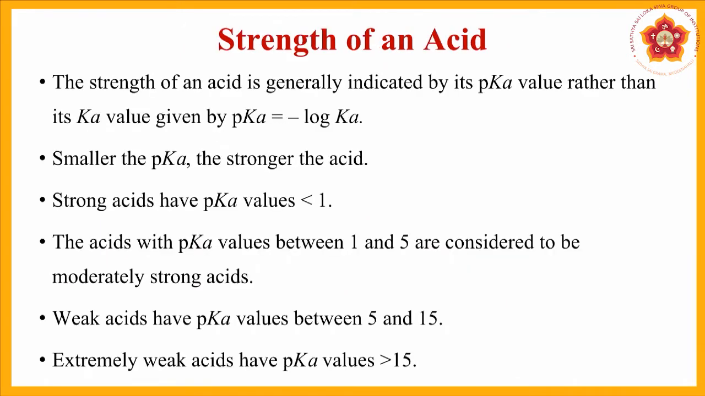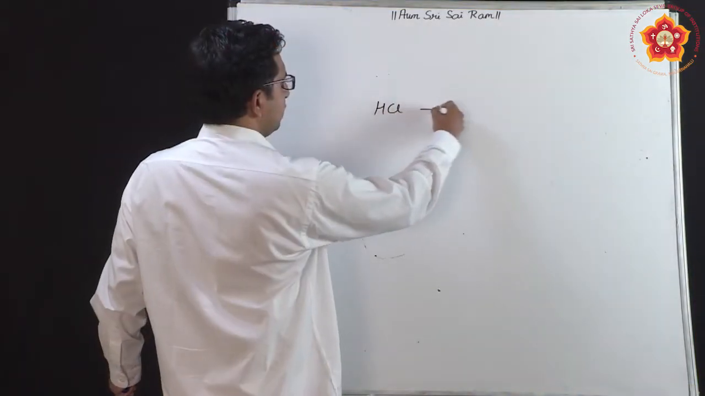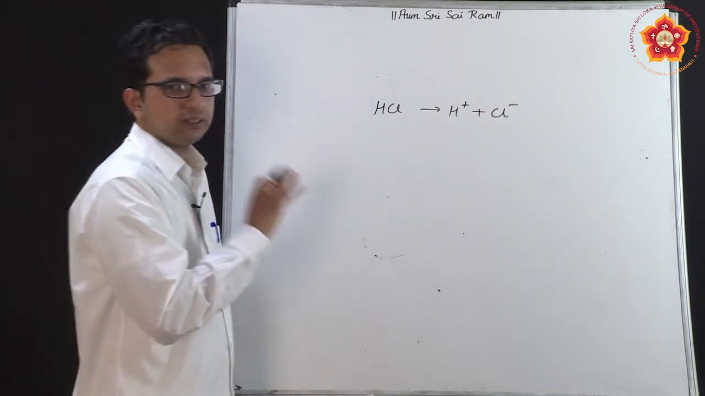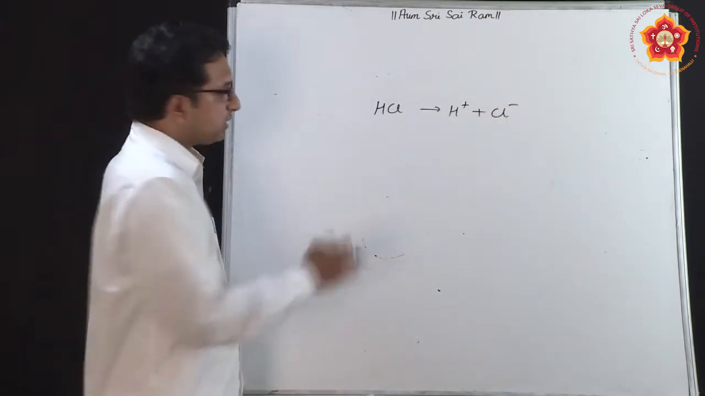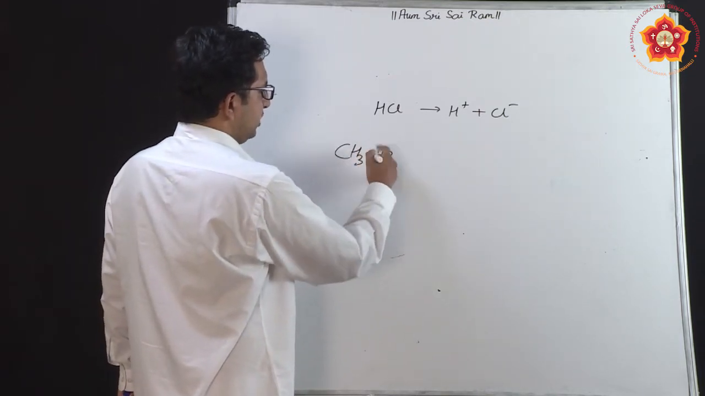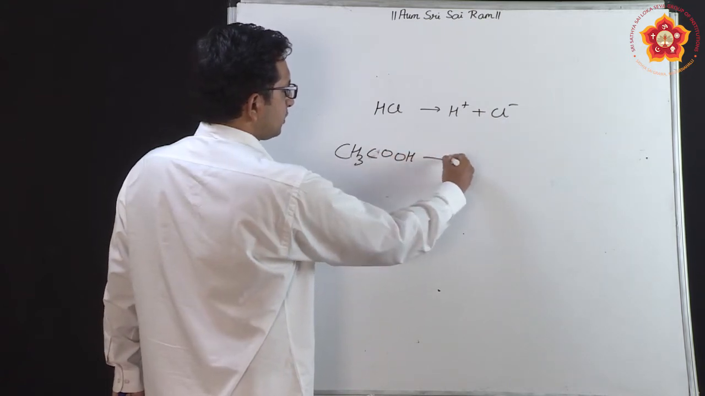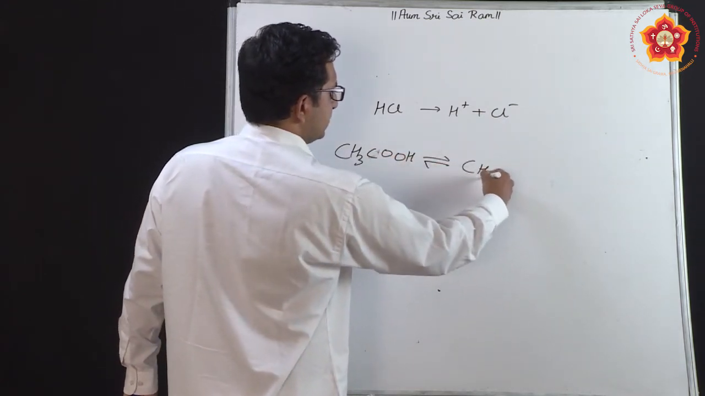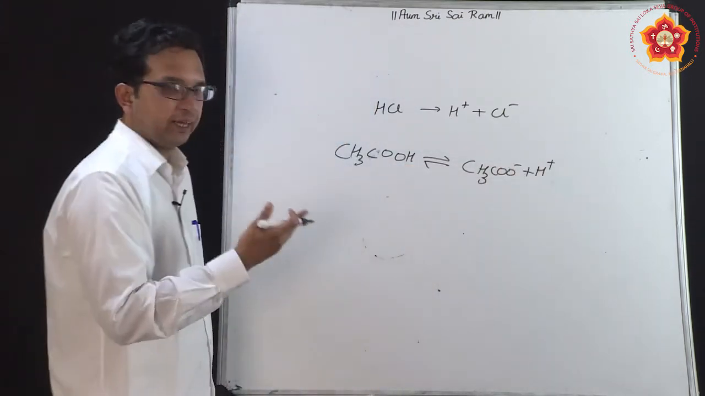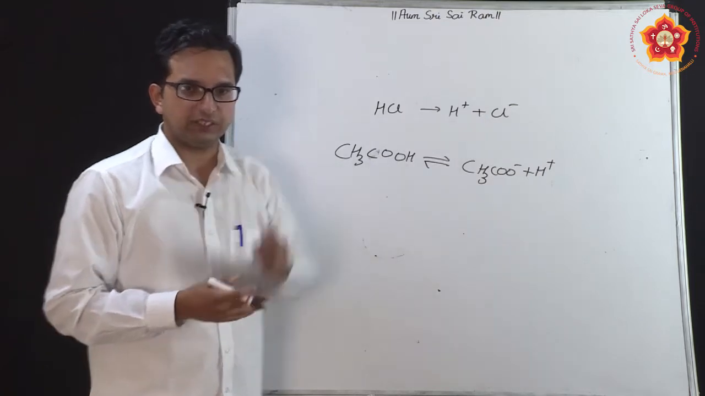Having known these resonance structures, we will now study how the strength of an acid is determined. Suppose we have HCl which dissociates into H plus and Cl minus. This is a simple inorganic reaction, but if I consider the same thing for an organic reaction, CH3COOH, I can show it in a reversible form because this is a weak acid, and this is how I show the splitting: CH3COO minus and H plus.